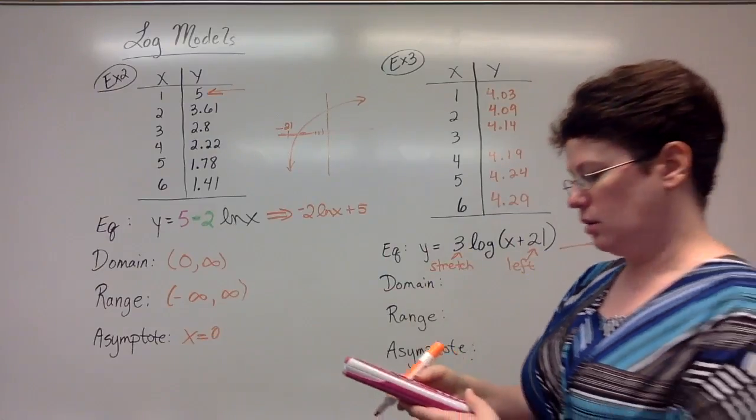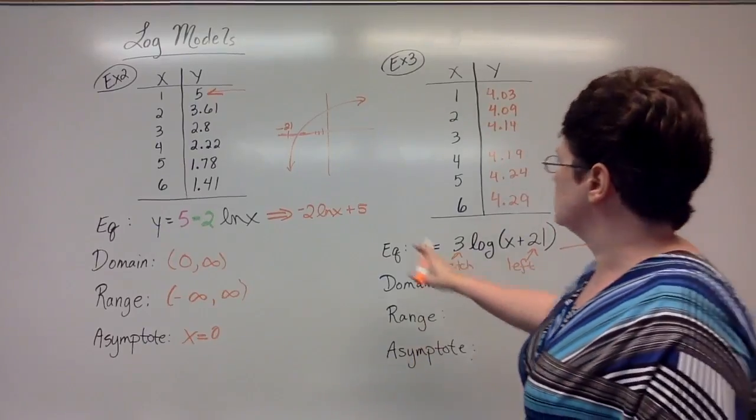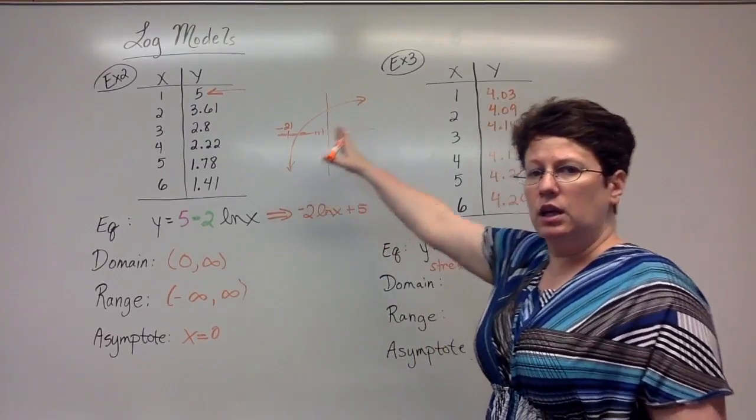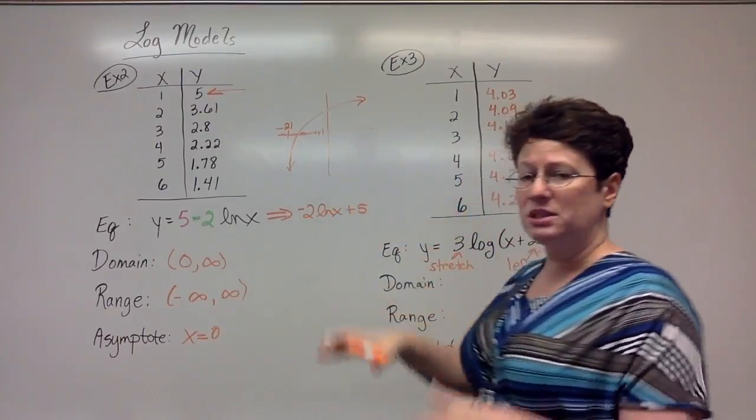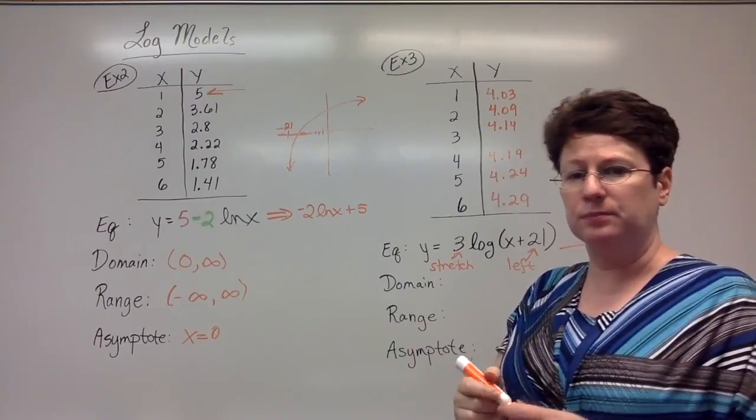Well, that makes sense, though, because remember, it kind of flattens off, right? So I'm all the way over at negative 21. It's come over, it's flattened off. So it's increasing, but not as fast, not as quickly.